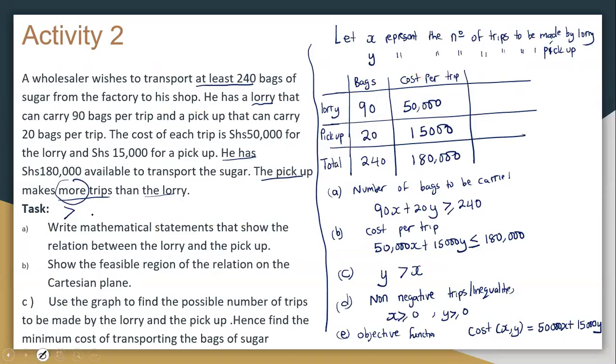Our question will ask us part C. Use the graph to find a possible number of trips to be made by the lorry and a pickup. Hence, find the minimum cost of transporting the bags of sugar.